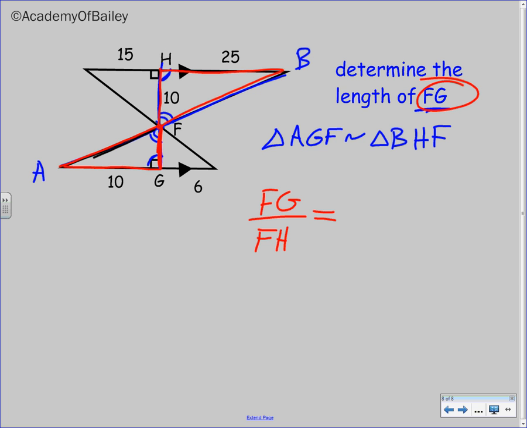So we say FG over FH is equal to, well, AG is part of the smaller triangle, which is the same triangle as FG. And AG is down here. I'm sorry, I said FG and I meant AG. HB is the corresponding side of the larger triangle. So AG corresponds to HB.